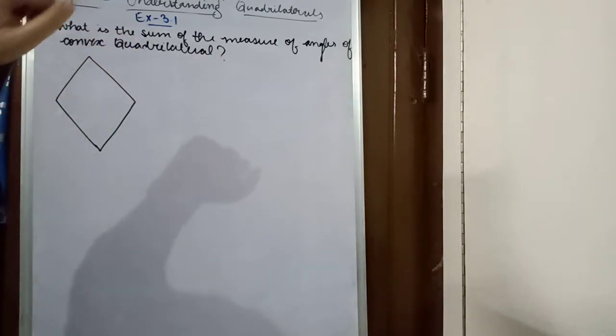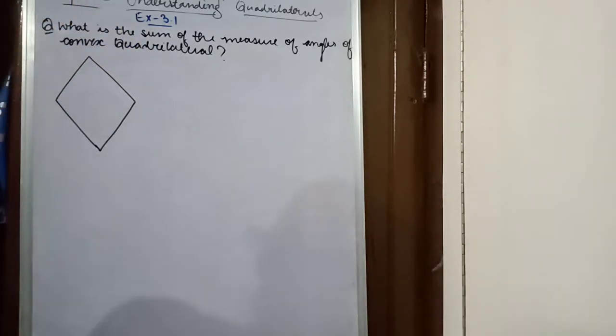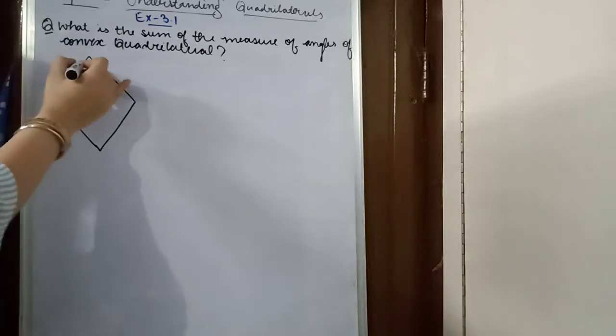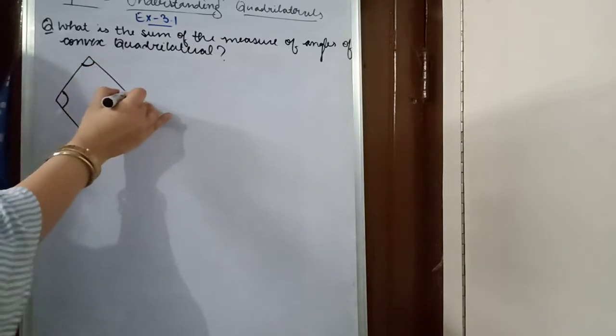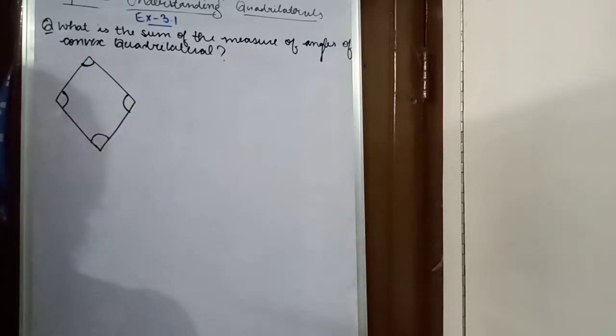Today we are going to start with question number 3 of your NCERT book, that is, what is the sum of the measure of the angles of a convex quadrilateral. First of all, they are saying find the sum of the measure of the angles of a convex quadrilateral.